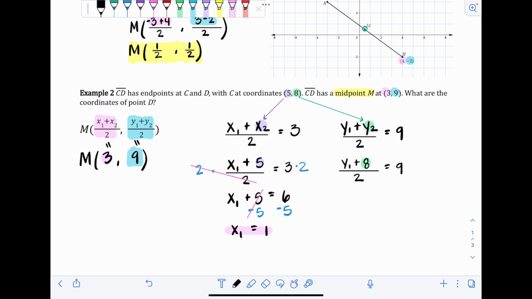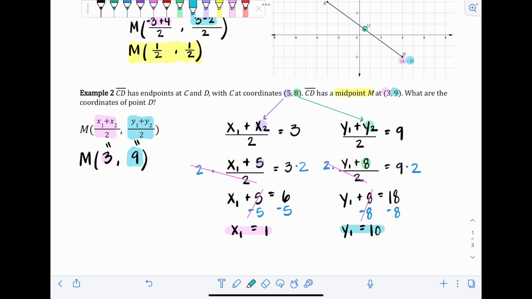And then over here, I'll do the same thing on my y equation. I have to clear that 2 from the denominator, so I'm going to multiply both sides by 2. Multiplying by 2 and the 2 in the denominator cancel each other out, so I'm left with y1 plus 8 equals 9 times 2, so 18. Still trying to get y1 by itself, so I have to subtract 8. I'll bring down the y1, the 8 minus 8 cancels out, and I'm left with 18 minus 8, so 10 for y1.